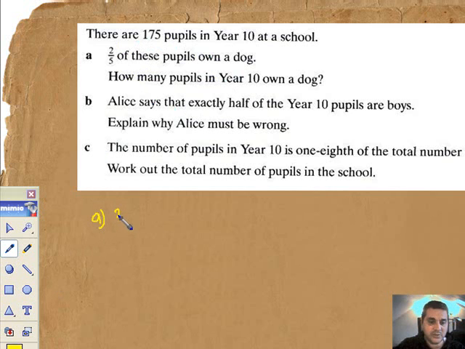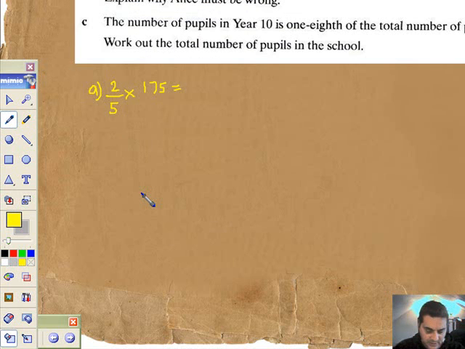So 2 divided by 5, 2/5 of these students, 175. I mean, I can work it down by cancelling the 5s and dividing them into the 175. Don't want to do it, so I just want to go 2 divided by 5 times 175, and I've got 70 students. So 70 students owned a dog. A has been done. B.